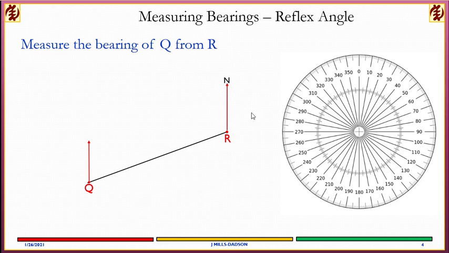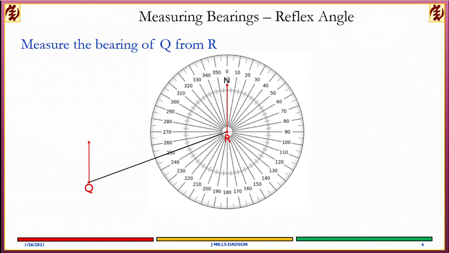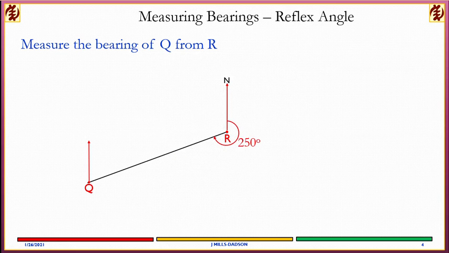As you can see, this angle is reflex, so therefore you need a circular protractor. Align your zero line with the north line, then start measuring clockwise direction all the way. Remember, it's always clockwise direction. So clockwise direction all the way. The black line falls on 250. Therefore, we say the bearing of Q from R is 250 degrees.